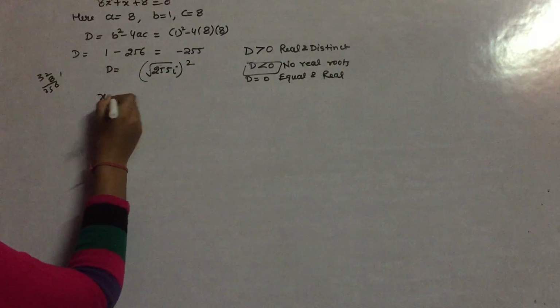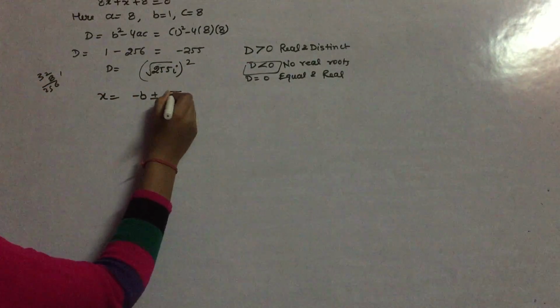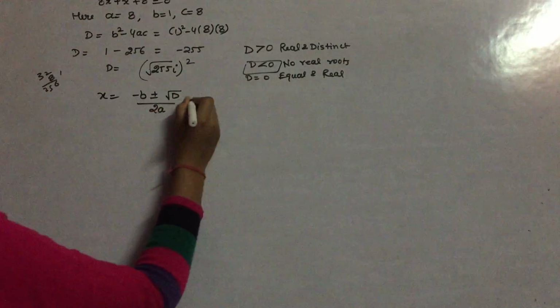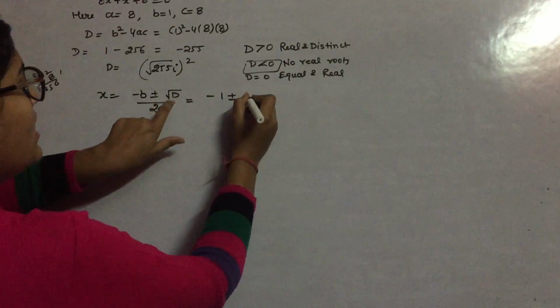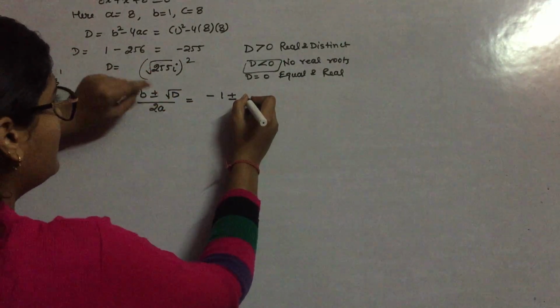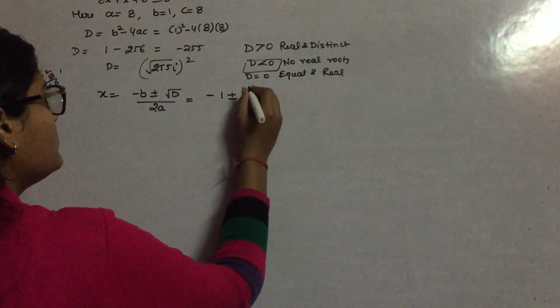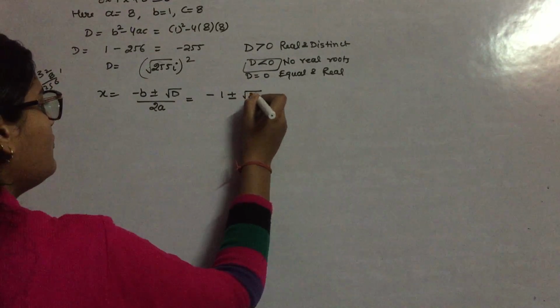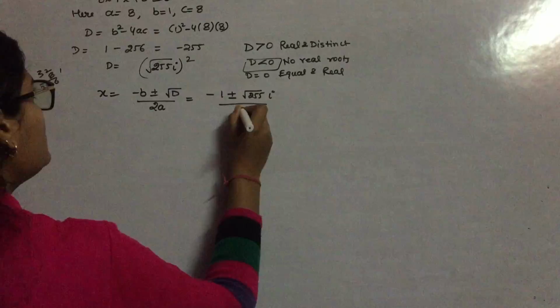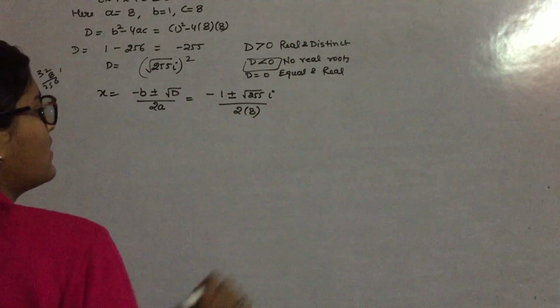So your x becomes, by quadratic formula, minus b plus minus root D upon 2a. Your minus b is minus 1 plus minus root D. If you put the root as here, so square is cancelled with root. You're only left with root 255 iota by 2a, which is your 16.